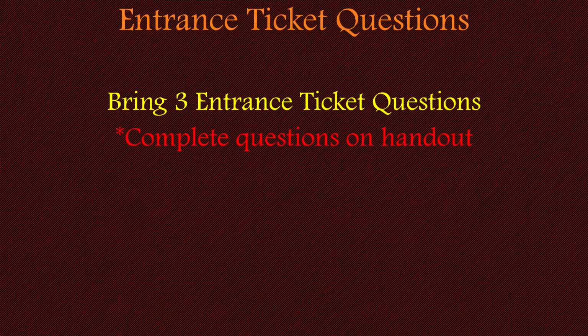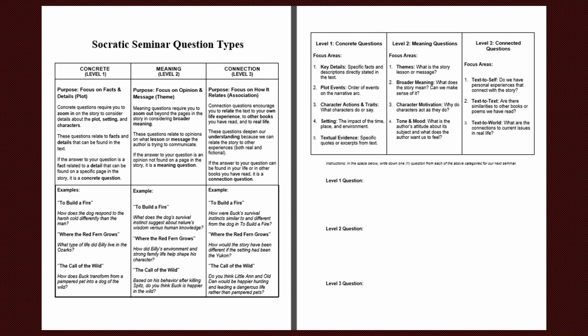I want you to bring 3 entrance ticket questions, complete the handout. That's homework. It looks like this. Specifically, the homework is this. So come up with those 3 different questions. Focus on meaning questions and connection questions, even though I'm asking for one of each, just so we can distinguish the 3 different ones. At many points during the seminar, I'll stop and ask you guys. I'll stop you in your tracks and I'll ask you, hey, what type of question was that? And I'll expect everyone to have an idea of whether it was a level 1, 2, or 3 question. Yeah, Mr. Hill, that was a level 2 question, or oh, that was a level 3 question, or perhaps even level 1.